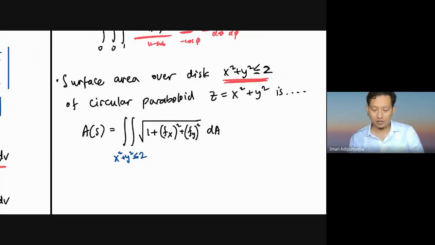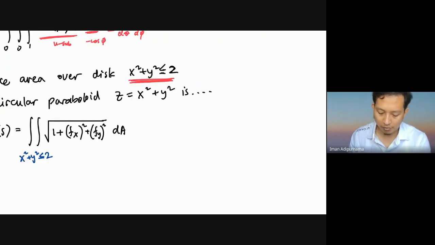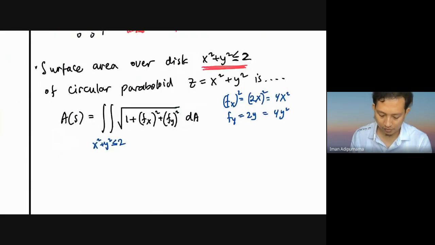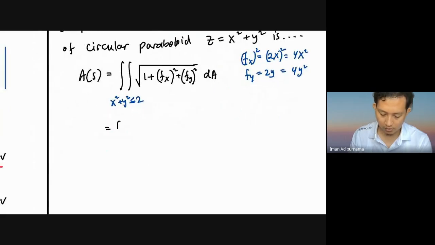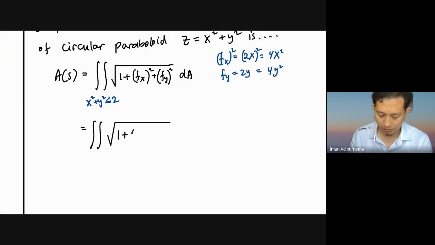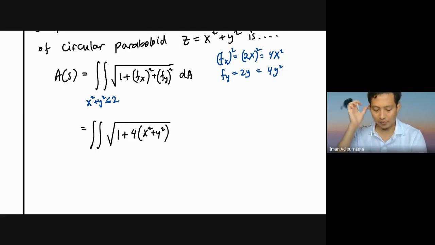Okay, now we can take the partial x first. That is just 2x. Partial y is just 2y. And then take the squares. This is 4x squared, this is 4y squared. And then plus 1. So we have 1 plus 4 times x squared plus y squared.